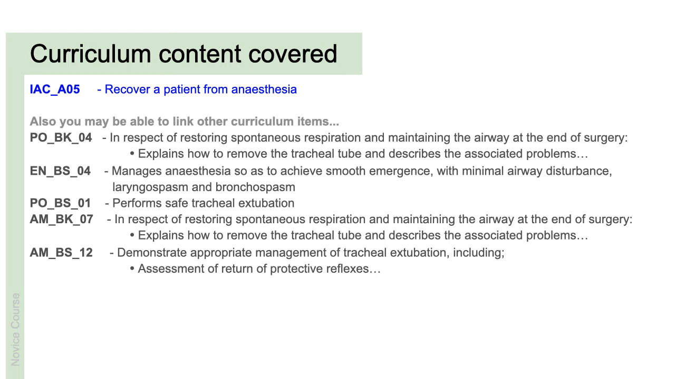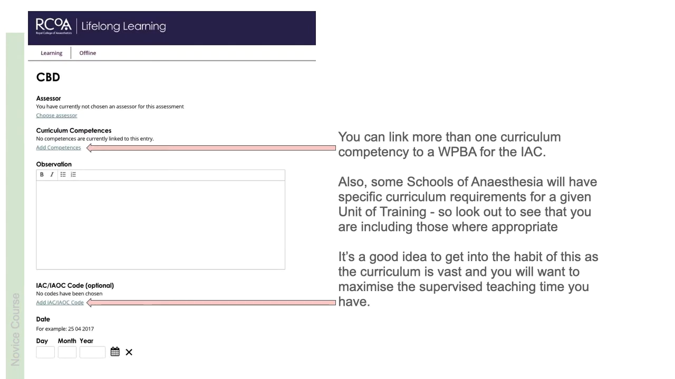But scanning through the Royal College curriculum, there's 5 other curriculum items you could link this to. So you'll maximise this workplace-based assessment. And the way that you can do this with all of the curriculum items is you can choose to attach to any workplace-based assessment an IAC code, which is where the bottom arrow is pointing to. And you can link further curriculum competencies using the top arrow. So you can link as many curriculum items to any workplace assessment as you would like to. So get into the habit of doing that because it's going to reap benefits when you come to your ARCPs and sign-offs.